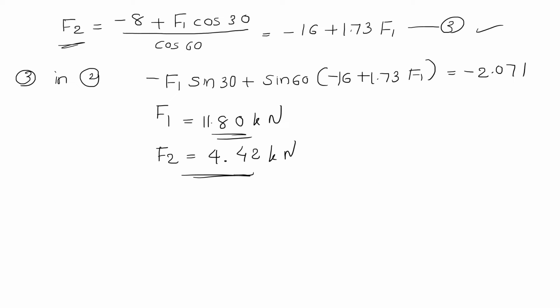So from the first equation, we can get the F2 value as minus 16 plus 1.73 F1. That is our third equation. Then substitute the third equation in the second equation. From this we can rearrange and get the value for F1 and substitute the F1 value in 3. We can get the F2 value as 4.42 kilonewton.